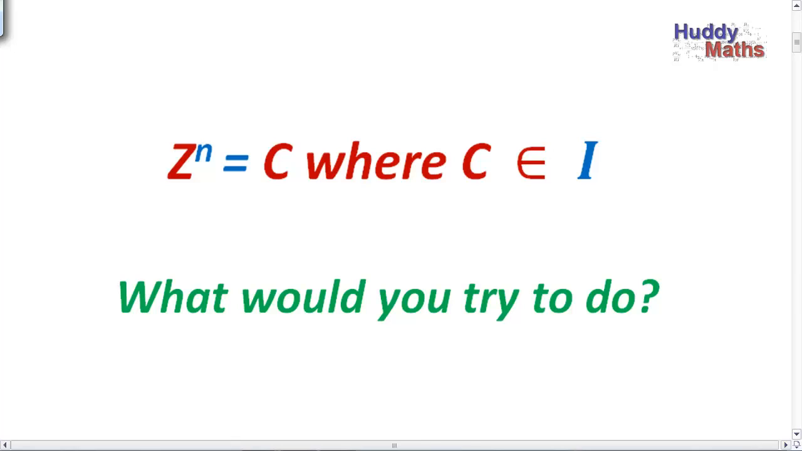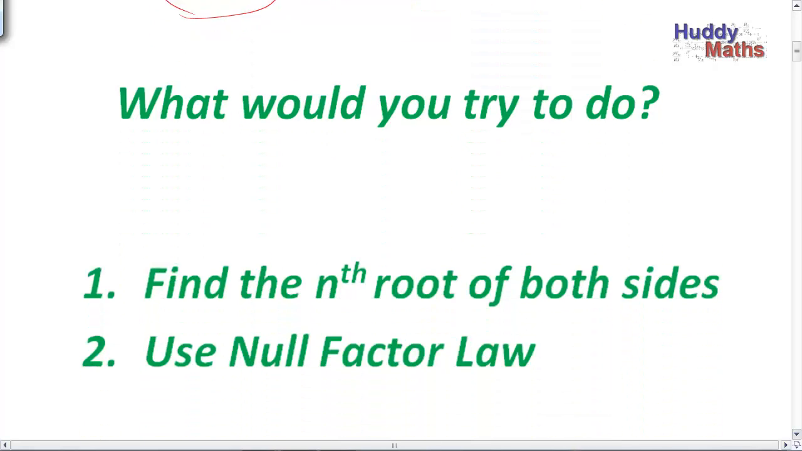Here you are. The sorts of equations we're going to be doing now are z to the n equals c, where c is some complex number, a member of the complex number set. Okay, what would you try to do? Let's use the mathematics you've had already to see what you would try to do in solving this. I think there are 2 distinct ways you would think of it from the experience you've had with solving equations. Okay, do you have any idea? Okay, well, let's have a look at what I thought.